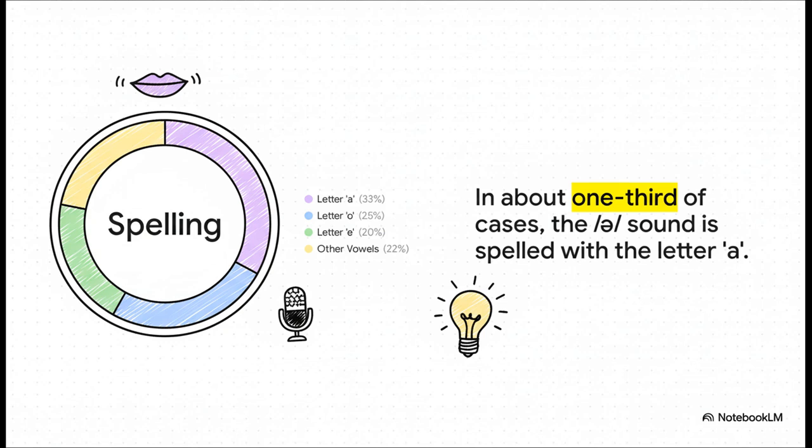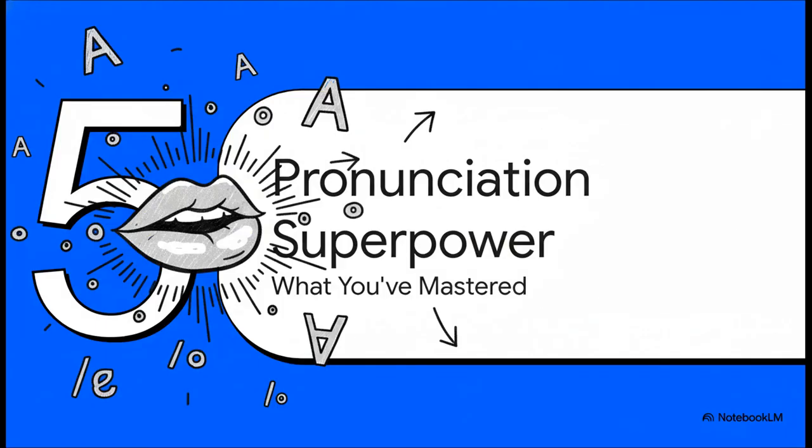But here's the good news. There is a pattern. About a third of the time, that schwa sound is spelled with the letter A. So if you're on the hunt for a schwa, an unstressed A is always your best bet. After that, O and E are also really common suspects. And just like that, we're at our final section, your pronunciation superpower. Let's wrap things up by looking at what you've just accomplished and why this is such a big deal for you as a current or future teacher.